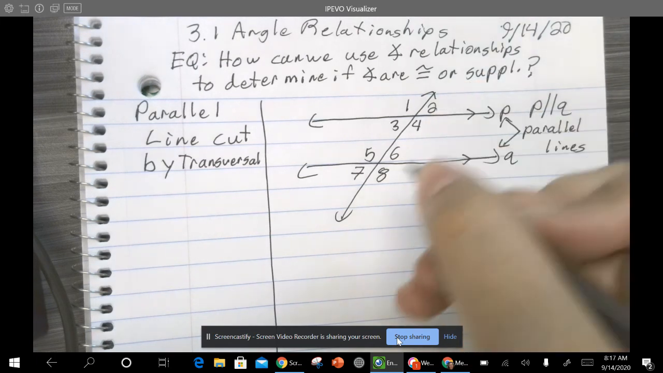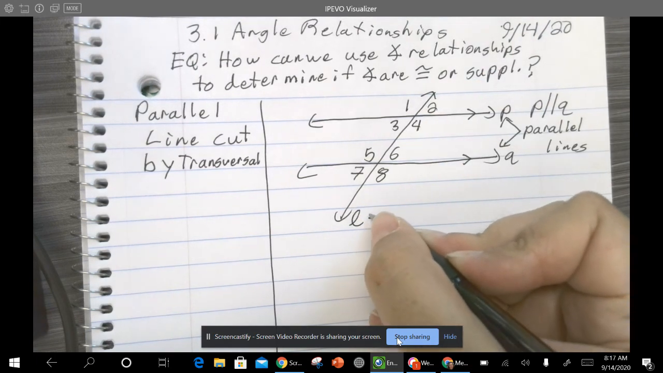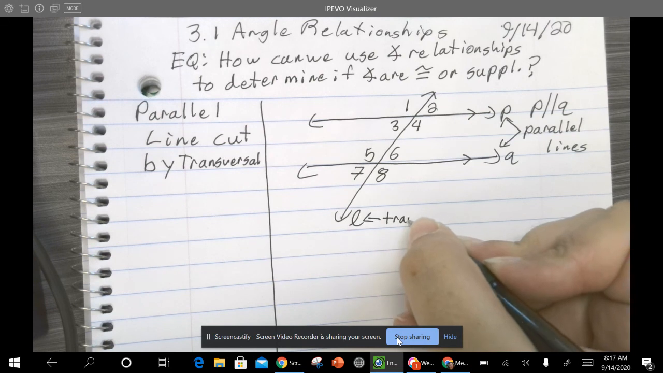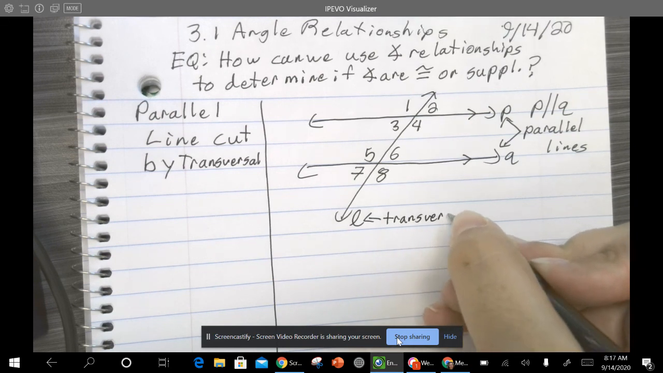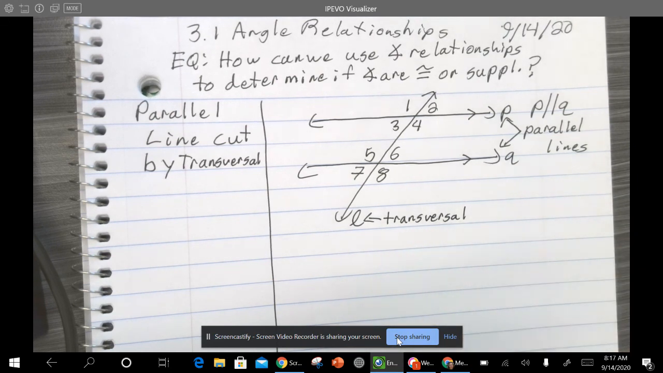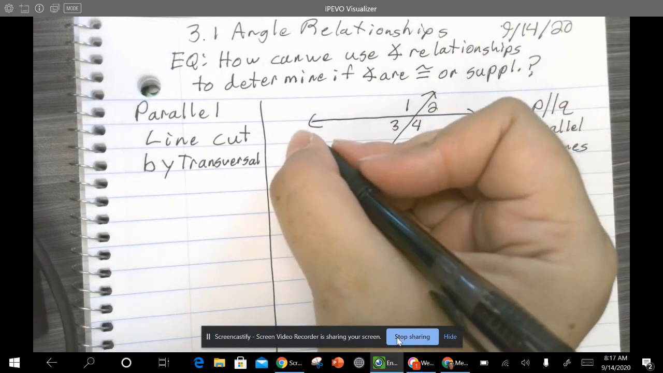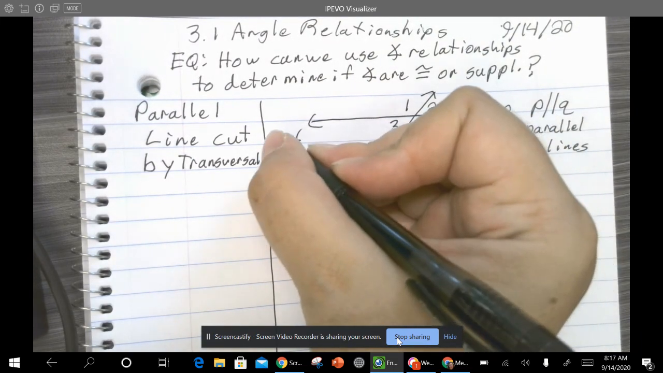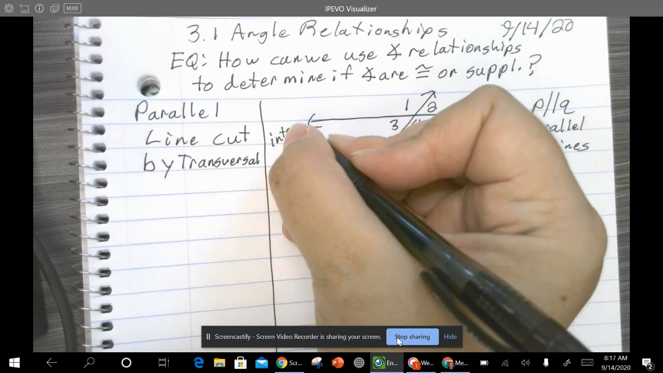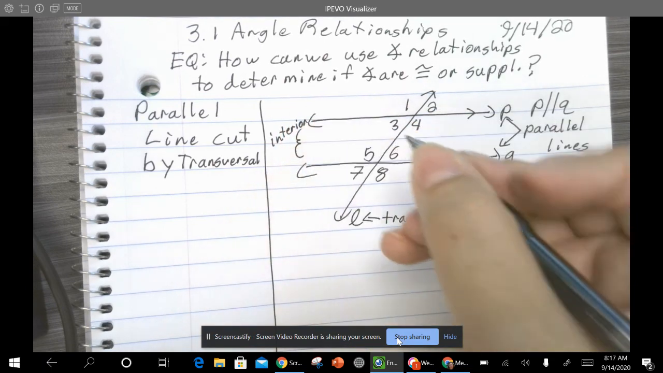Okay, this is our transversal, and it can be at a diagonal. It can also be perpendicular, and then this part is the interior. So this is the inside part.